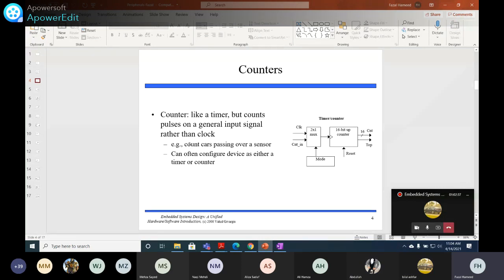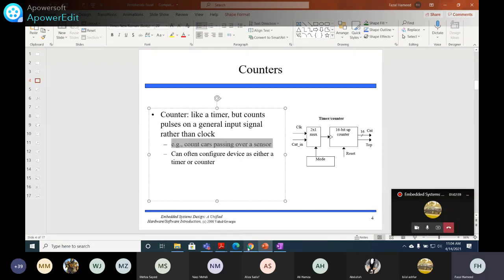So count. It can also be used to count cars passing over a sensor. Let's assume you have a road, and there is a sensor there, and the sensor detects whether a car is passing by or not. Whenever a car passes by, the sensor will detect it. It means it tells how many cars have passed through the sensor. Count cars passing through.